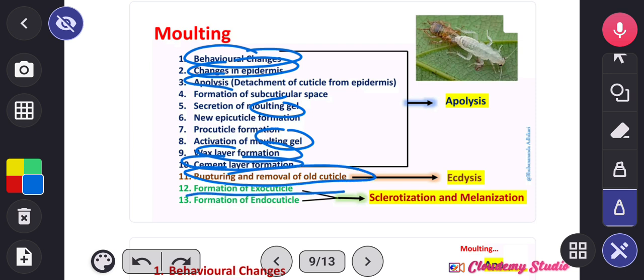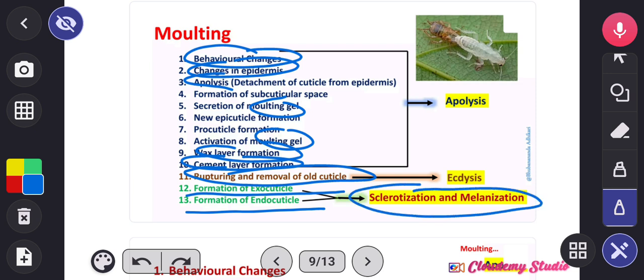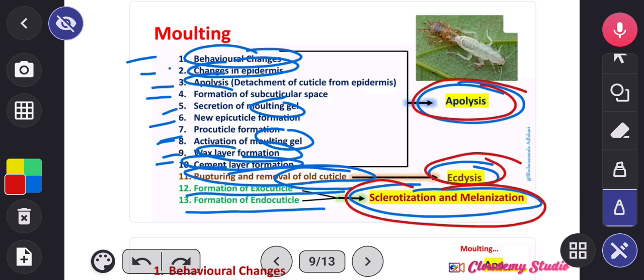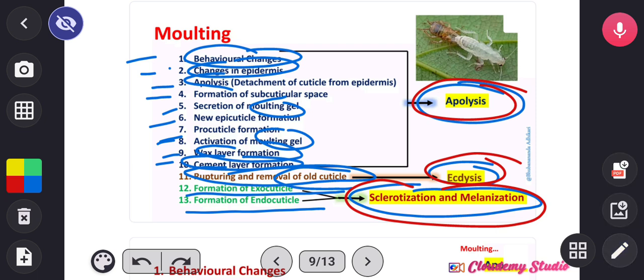Then the formation of exocuticle, known as sclerotization or melanization, and the removal of the old cuticle is known as ecdysis. The behavioral changes in epidermis, apolysis, formation of subcuticular space, secretion of molting gel, new cuticle formation, procuticle formation, activation of molting gel, wax layer formation, and cement layer formation together are known as apolysis. So basically, the molting process is divided into three sections: the apolysis, the ecdysis, and sclerotization or melanization. Now, let's talk about it one after the other.